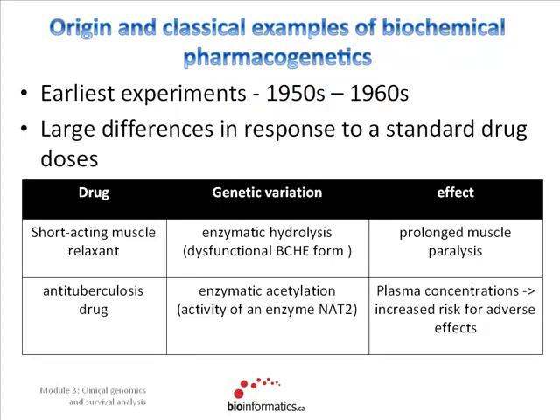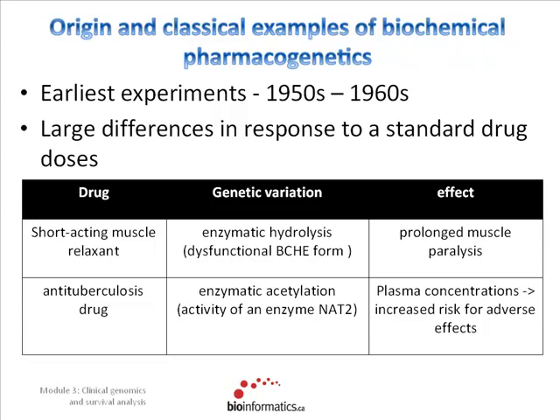So the earliest experimentally validated examples of pharmacogenetics were reported back in the 1950s and 1960s. And they grew out of the observations that there are large differences in response to standard drug doses in a population of patients. One of the examples was a short-acting muscle relaxant, which was given in the standard dose to a number of patients. And in some of them, it caused a serious side effect, potentially lethal, a prolonged muscle paralysis. So the investigation of the metabolism of this drug led to the discovery of a genetic variation within the enzyme metabolizing this drug, which produced a dysfunctional form of this protein in those patients.